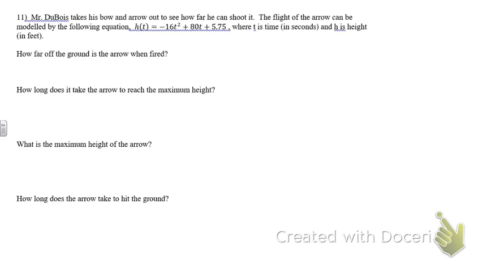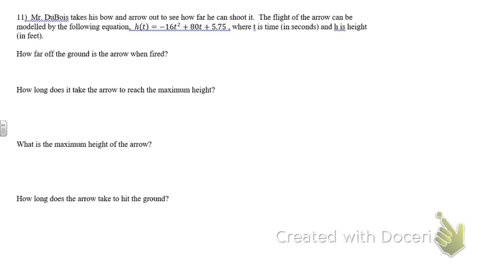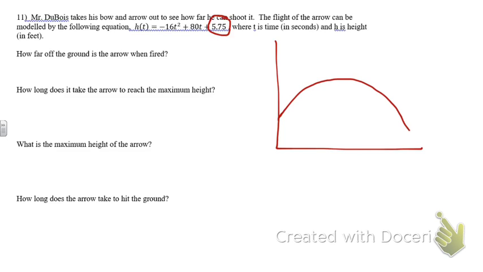Mr. Du Bois takes his bow and arrow out to see how far he can shoot it. The flight of the arrow can be modeled by the following equation. Okay, so I'm going to make a picture. And I'm looking for a couple of things. First of all, I'm looking for if there's a starting height. If there's no C value, we're starting on the ground. But he's starting at 5.75. It's going up, and it's hitting the ground somehow. Okay, so I know this is 5.75. So that's the answer to how far off the ground is the arrow when it's fired.